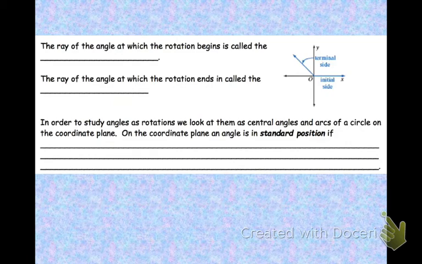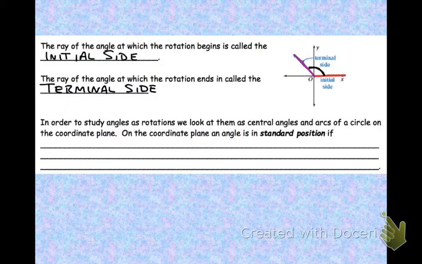The ray of the angle at which the rotation begins is called the initial side, which means starting side. The ray where the rotation ends is called the terminal side. Kind of makes sense, and we have a diagram over here. So we have our initial side going along the x-axis, and our terminal side is where our angle ends, and in between that is our actual angle.